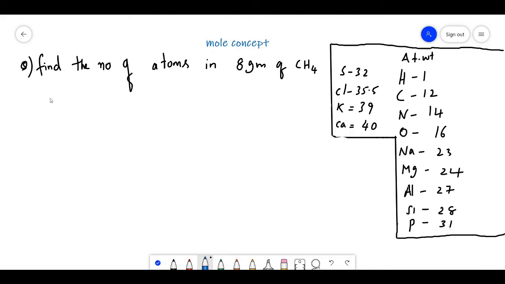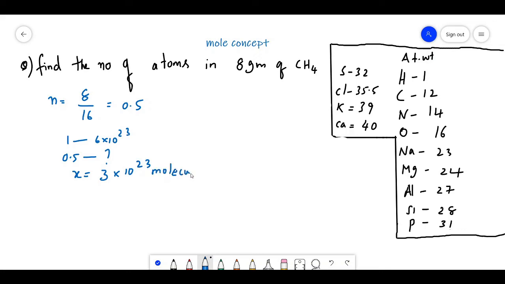So let us find the number of molecules. So for that we have to calculate number of moles. So number of moles is equal to, weight is 8 by gram molecular weight is 16. We already know, we got this as 0.5, and for 1 mole it is 6 into 10 to the power of 23, and for 0.5 mole we get finally x is equal to 3 into 10 to the power of 23. This is molecules. So up to here it is same.